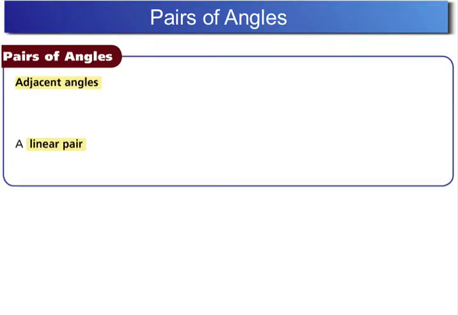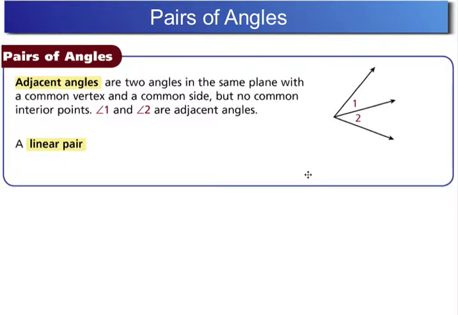The first thing we need to do is define some of these terms. Adjacent angles are two angles in the same plane with a common vertex and a common side, but no common interior points. Angle 1 and angle 2 are adjacent angles. They are right next to each other. They share one vertex, and they share a common side.